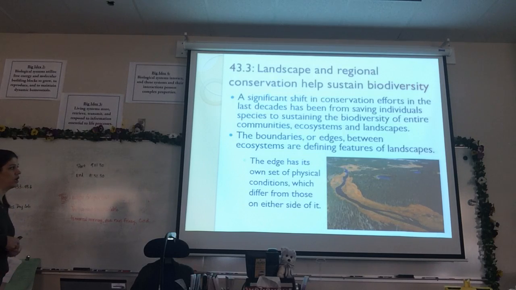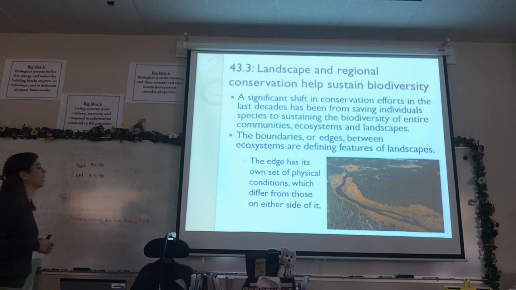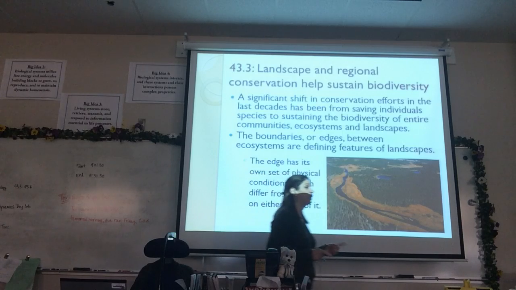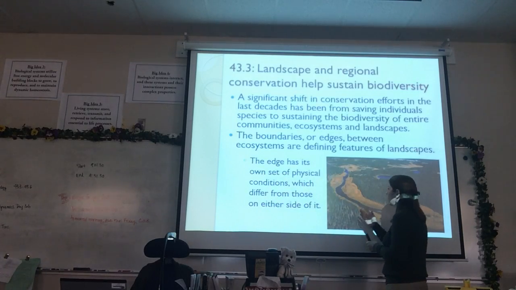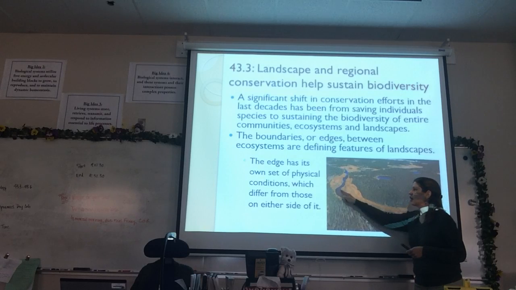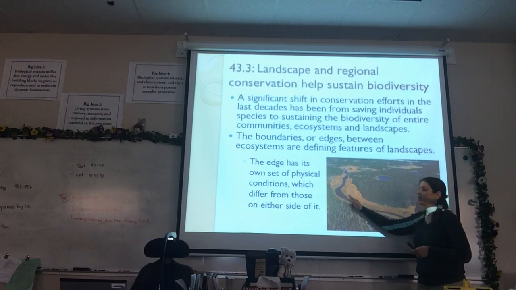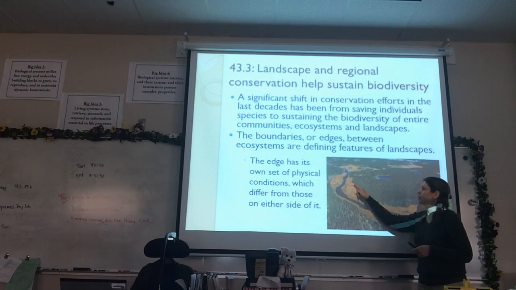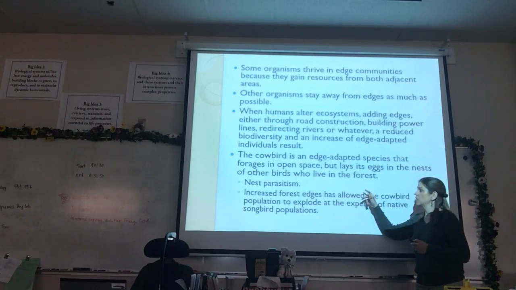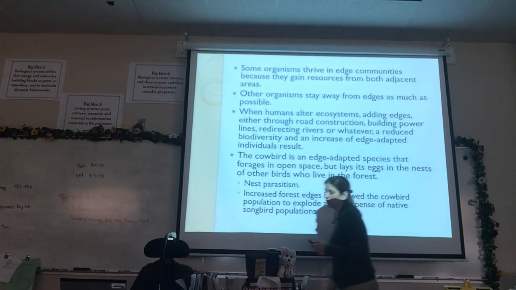What we've learned is that the edges of landscapes have their own very specific set of physical conditions that are different from the landscape on either side of it. For example here, this is an aquatic ecosystem, and this is a dirt ecosystem. I'm sure there's a fancier name for it. But the edge here has some properties of both of these, which makes it unique. Same thing here, forest ecosystem, dirt ecosystem. The edges have different features than the ecosystem on either side.